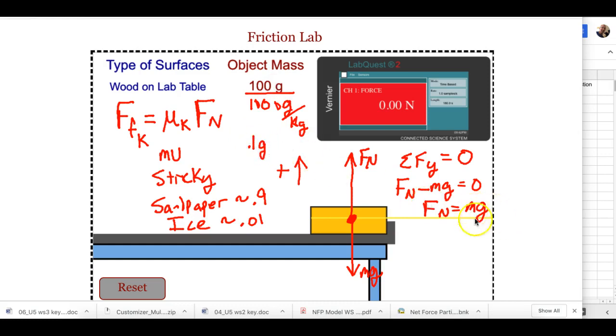But if I want mg, so here's my mass, I'm going to multiply times gravity, which is 10 meters per second squared. And if I do that math, I'm going to end up with a force of 1 Newton. So my mg is 1 Newton, which means that Fn is 1 Newton. So this Fn, for what we're doing right here, is worth 1 Newton.